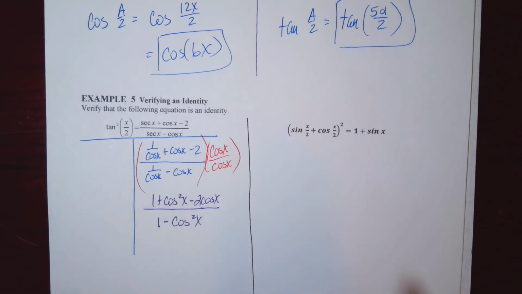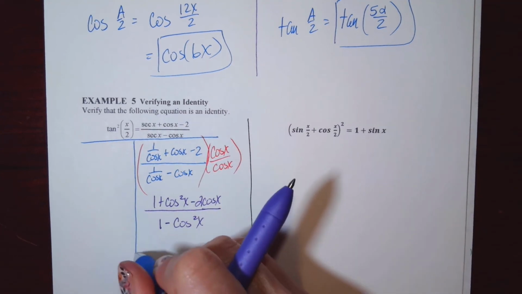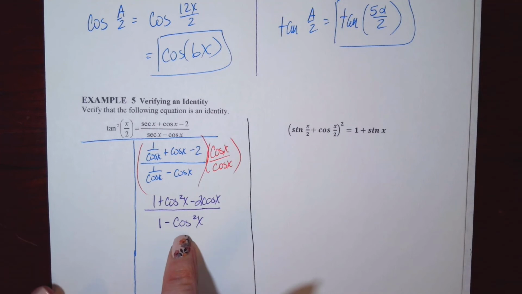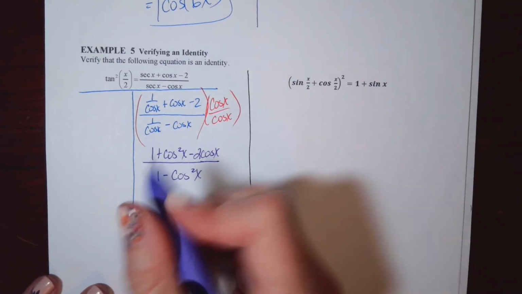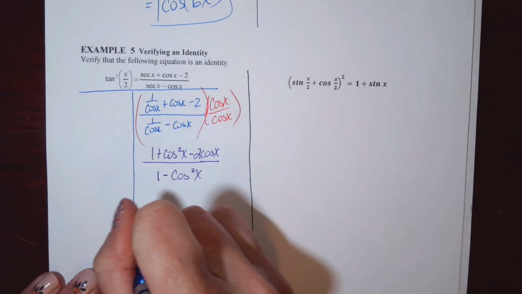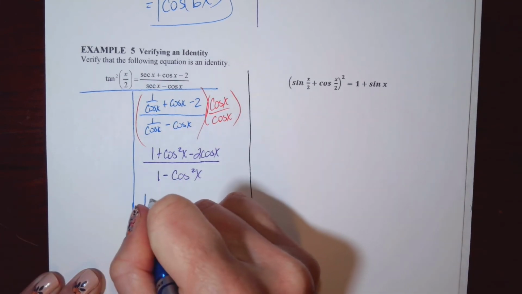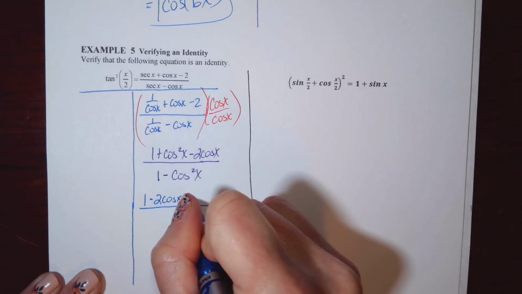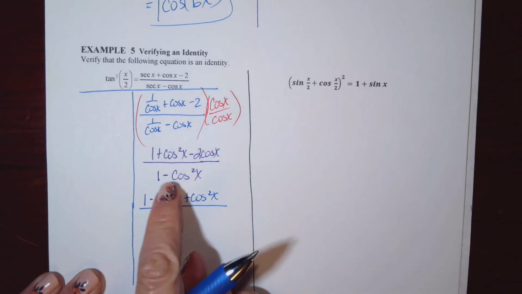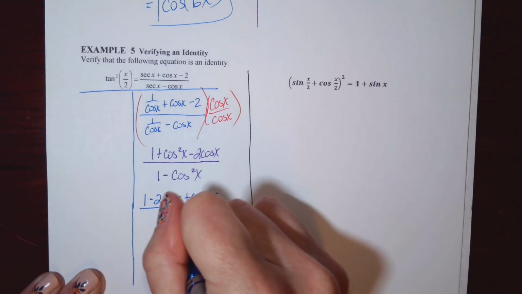Let's think factoring. That's the next step. My numerator is a perfect square trinomial. My denominator is a difference of squares. So let me rearrange my numerator a little bit. I'm going to make that 1 minus 2 cosine x plus cosine squared x. And I left it in this order because of my denominator being 1 minus cosine squared x.